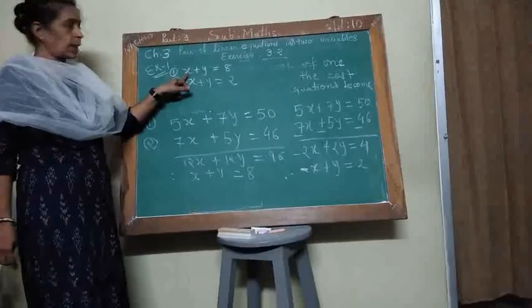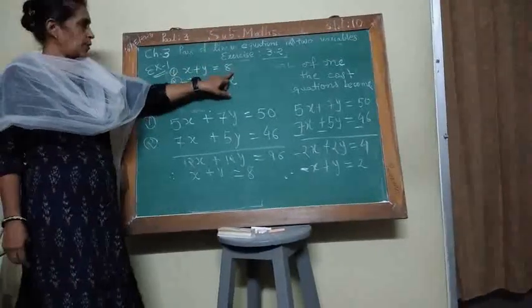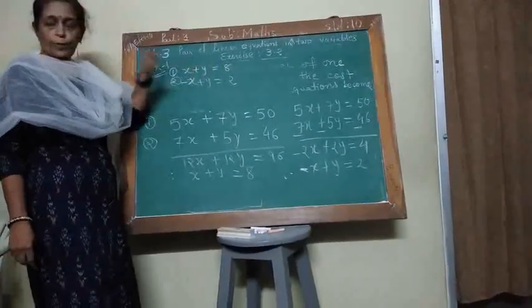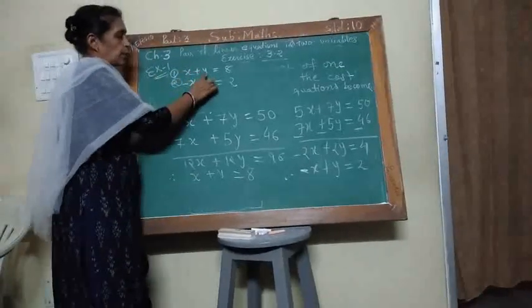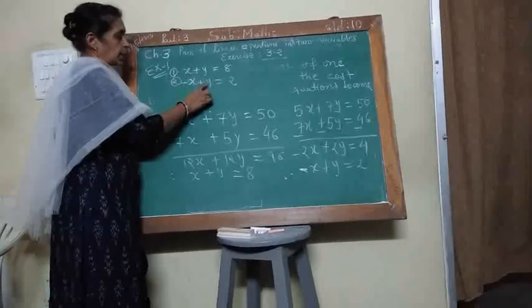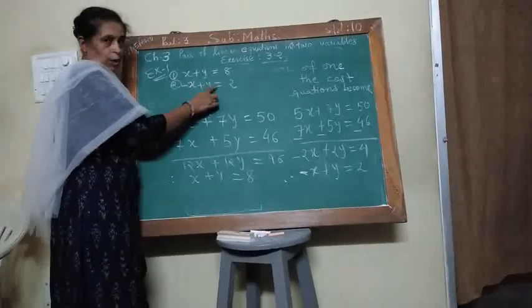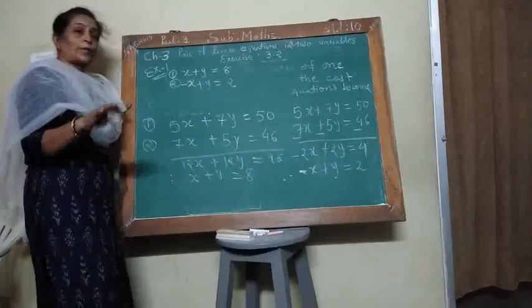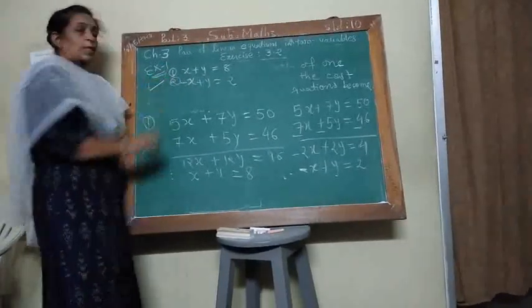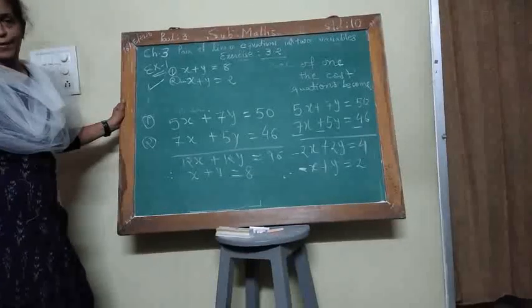So that means 3 and 5 both satisfy the solutions. Both satisfy the given pair of equations. 3 plus 5 is 8. Minus 3 plus 5 is 2. 5 minus 3 is 2. So 3, 5 satisfy both equations. That means your answer is right.